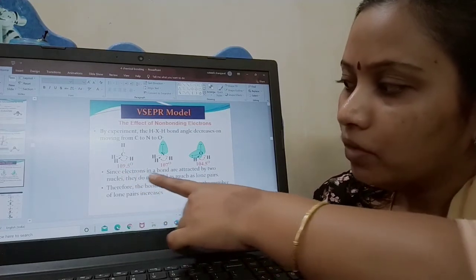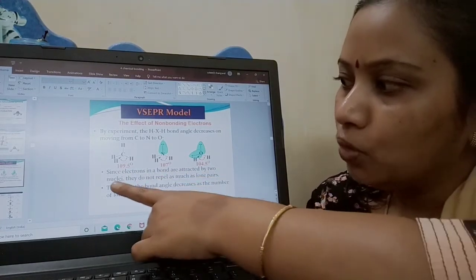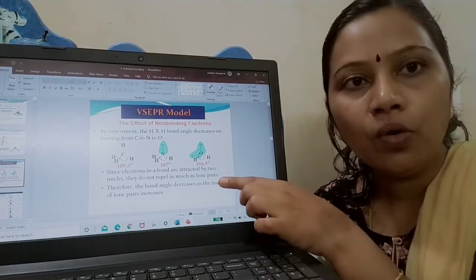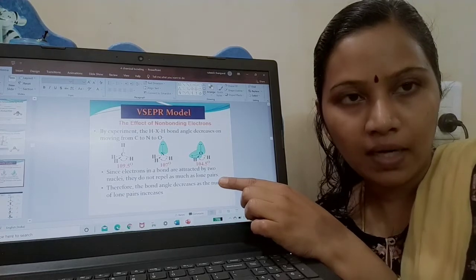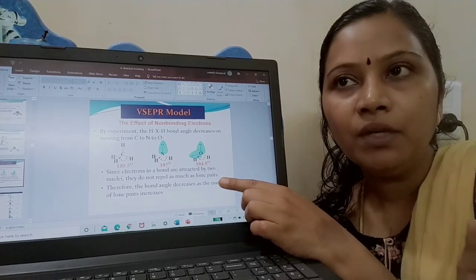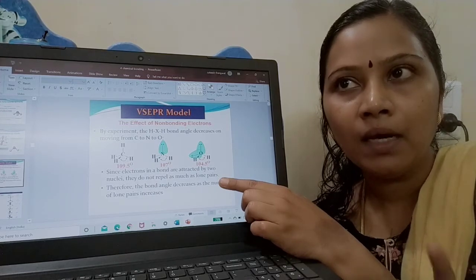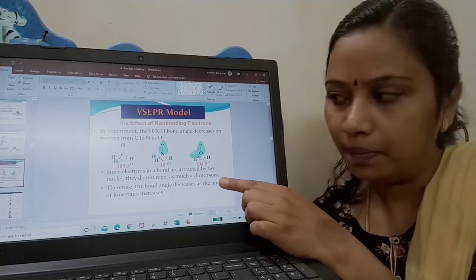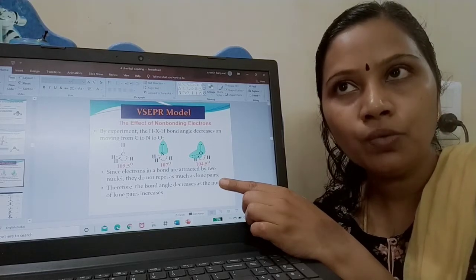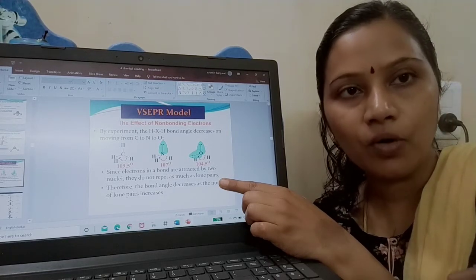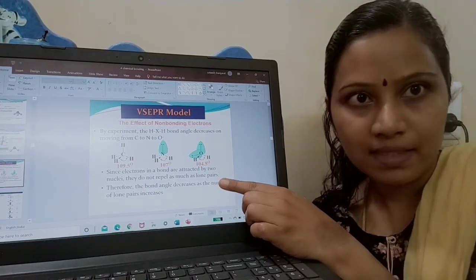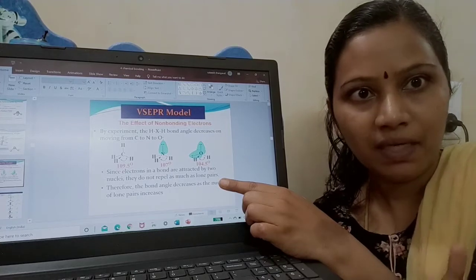Because the electrons in a bond are attracted by two nuclei, they don't repel as much as lone pairs. Hope you all remember the trend we followed, like how the electron pair repulsion decreases between lone pair-lone pair, lone pair-bond pair, bond pair-bond pair. Am I clear? You remember that trend? Hope you remember this statement too: as bond order increases, bond enthalpy increases, then bond angle decreases. You remember these two statements very clearly.